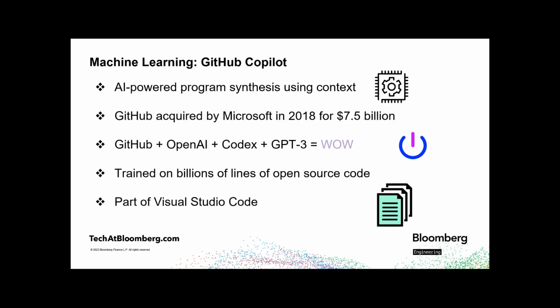Copilot was acquired by Microsoft as part of its GitHub purchase. This was in 2018, and Microsoft spent $7.5 billion on this acquisition. So at the time, everyone was asking, what on earth is Microsoft going to do with this, that they're spending $7.5 billion on this? Then a year later, Microsoft invested another $1 billion into the research group OpenAI, leading to the release of GitHub Copilot.